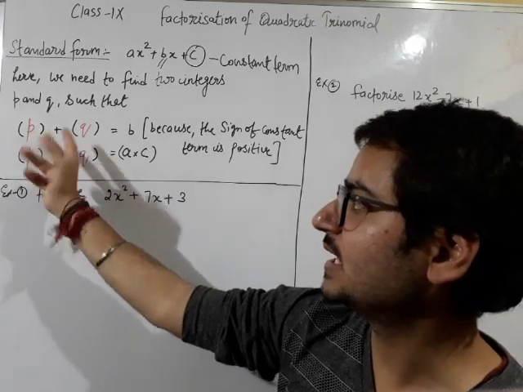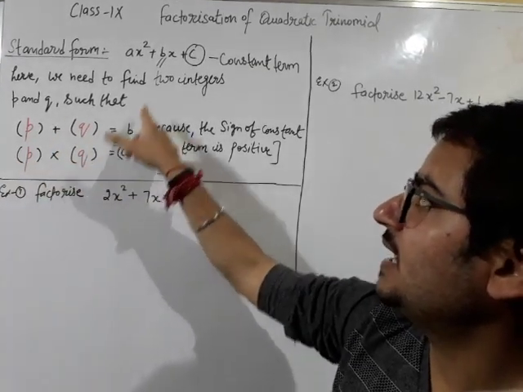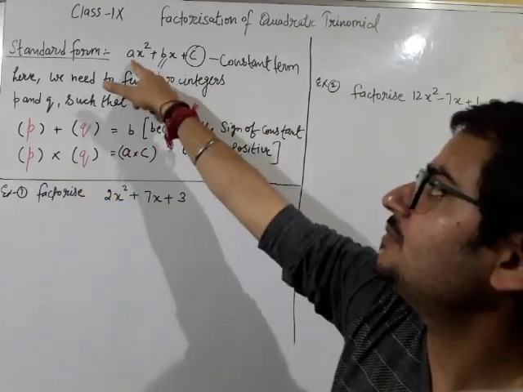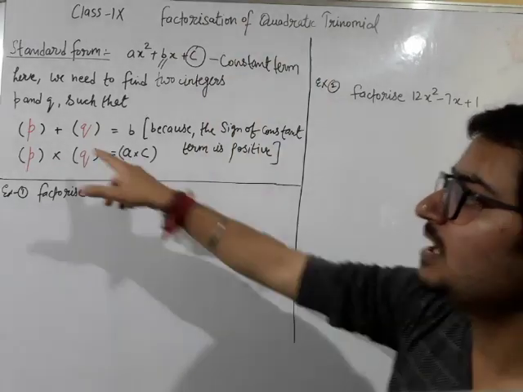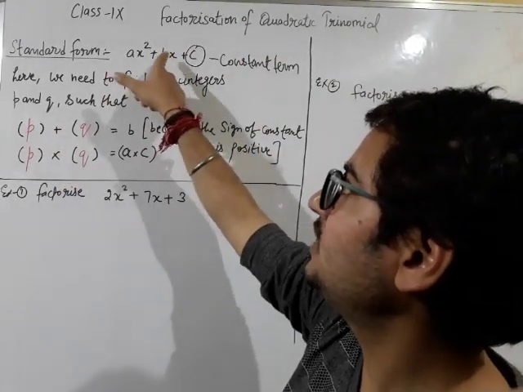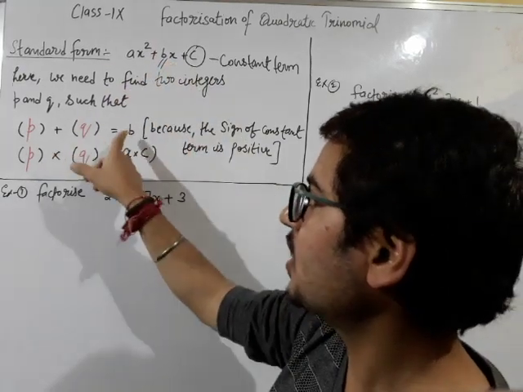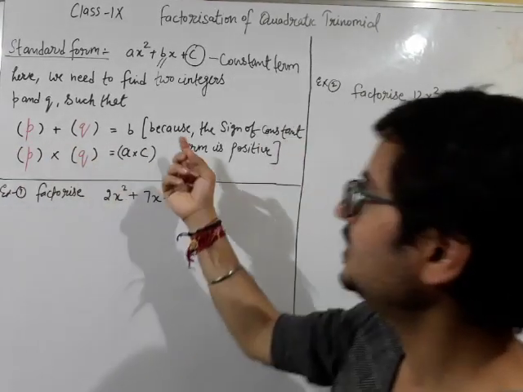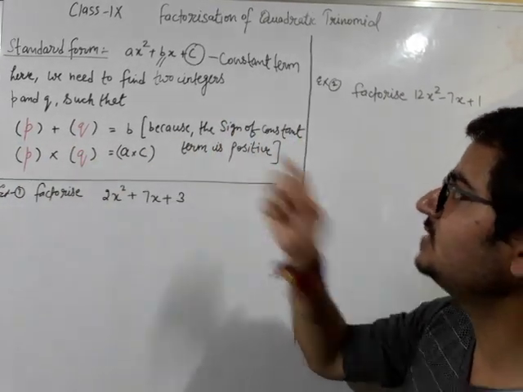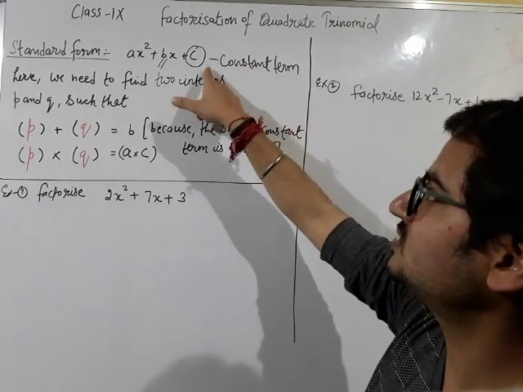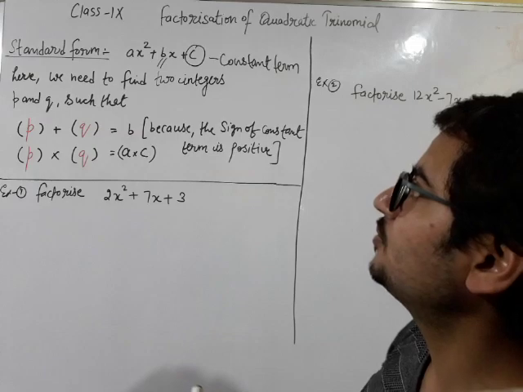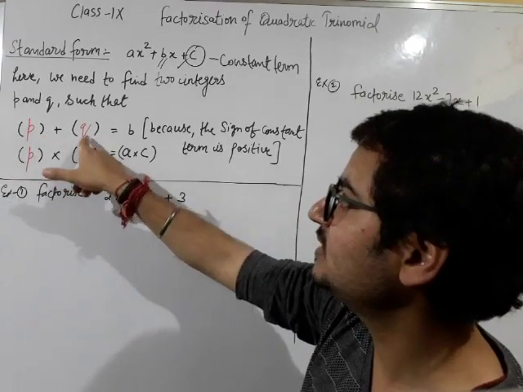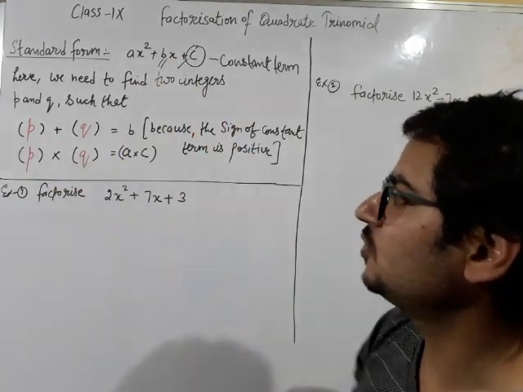Why are we adding this to find the middle term? The middle term is b, and why do we need b, and why do we need to add the two numbers? The answer is because the sign of the constant term is positive. I told you this is your constant term and the sign of the constant term is positive. It is plus c. Due to plus c, we will find the sum of the two integers and that should be equal to your b.